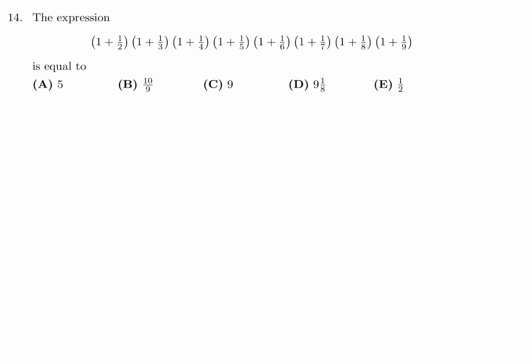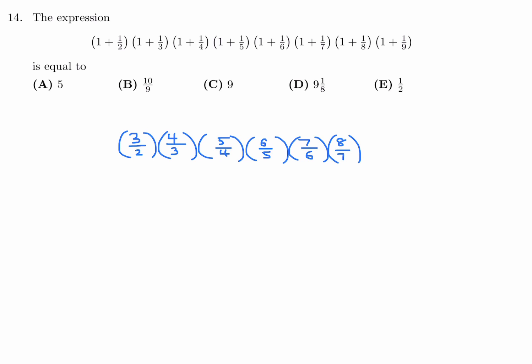This expression is equal to, all right, so 1 plus a half, when you do that, it's 3 over 2. 1 plus a third, that's 4 over 3. 1 plus a quarter, 5 over 4. 1 plus a fifth, 6 over 5. 1 plus a sixth, 7 over 6. 1 plus a seventh, 8 over 7. 1 plus an eighth, 9 over 8. And finally, 1 plus a ninth is 10 over 9.